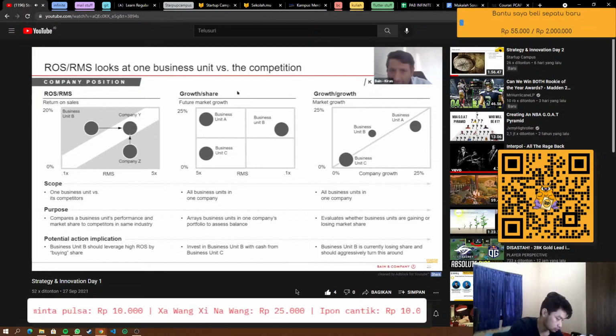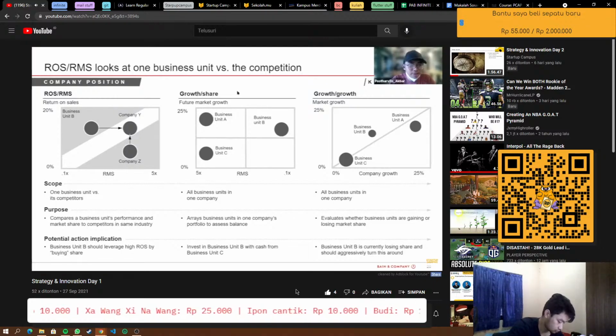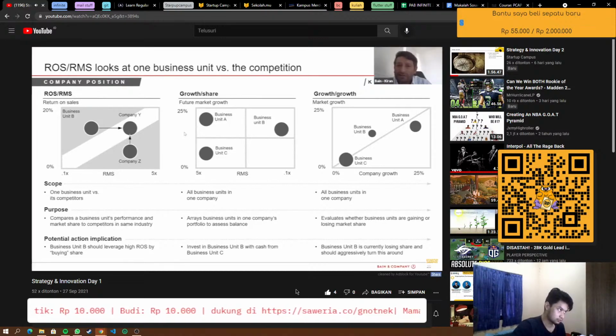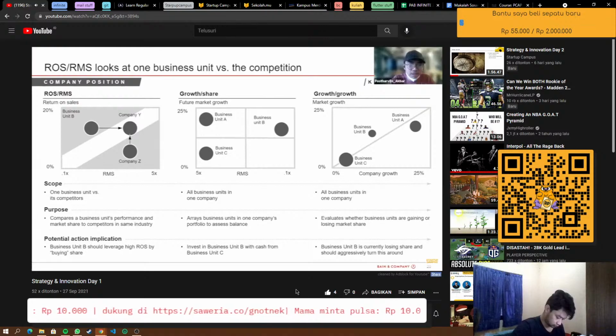Oh yeah, so if I want to make an ROS or an RMS, can I use market capitalization? I mean, based on market capitalization, or maybe the other. And if I can, based on market capitalization, how? So the question is, can I use market capitalization instead of return on sales? Instead of RMS, no, you cannot.